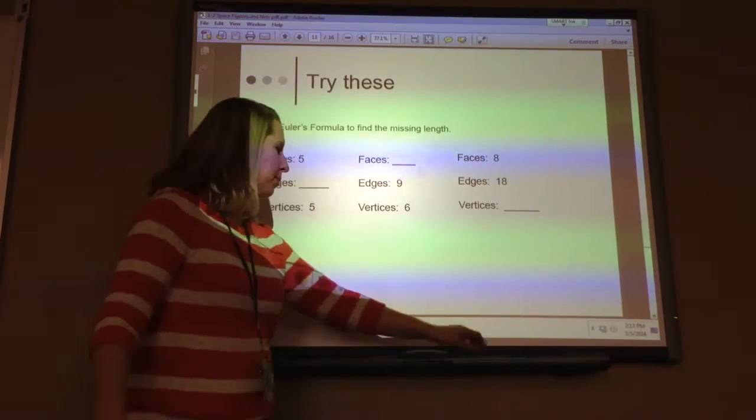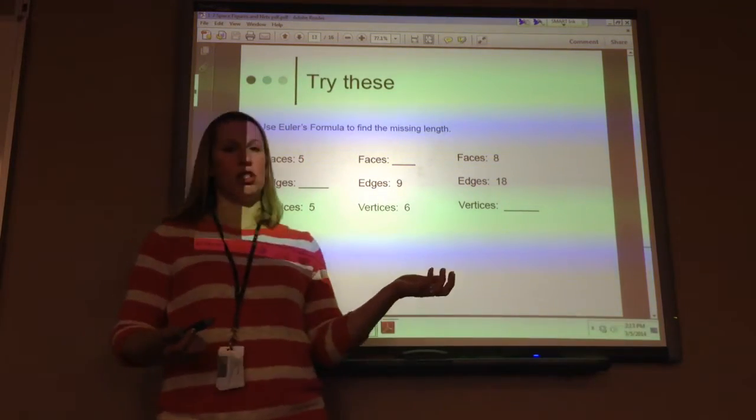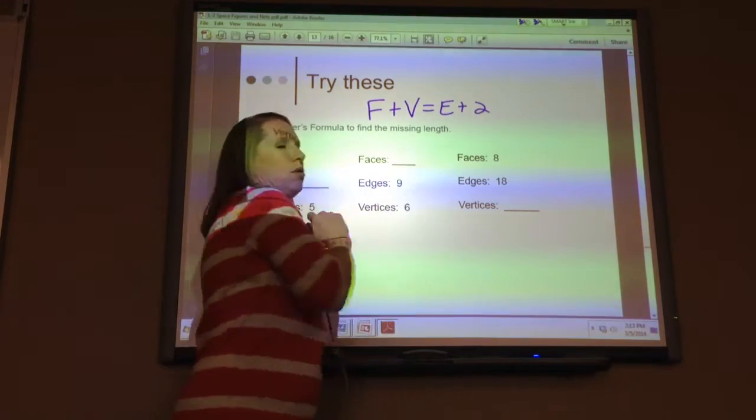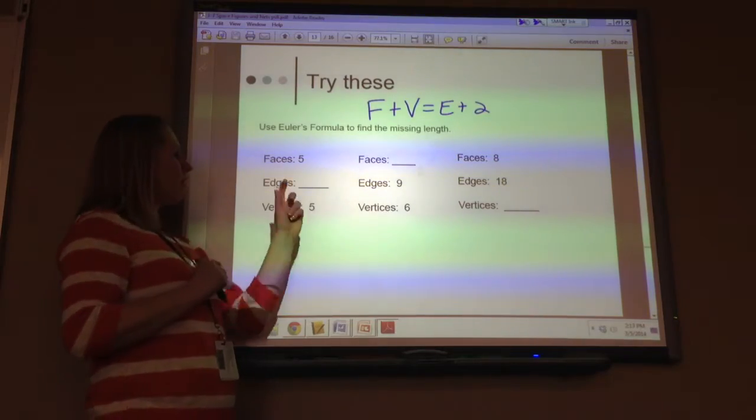So let's try some. So we always have to remember Euler's formula. Faces plus vertices equal edges plus 2. So on this one, my faces is 5.